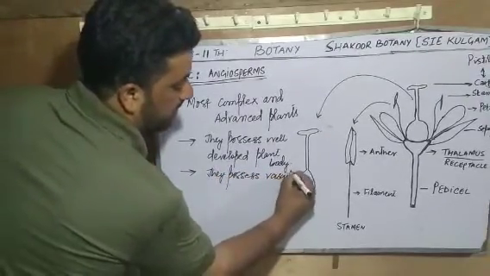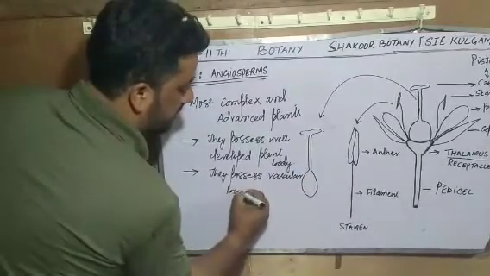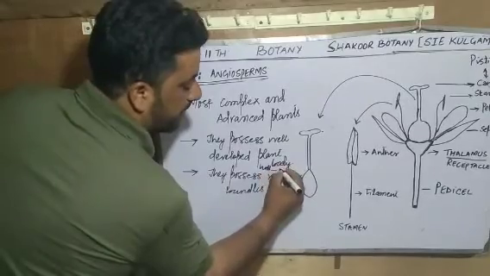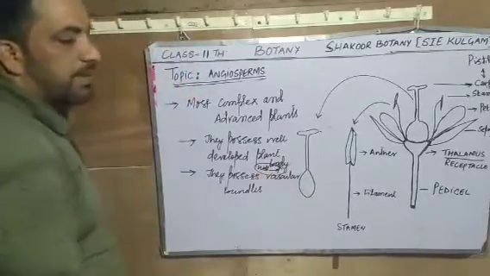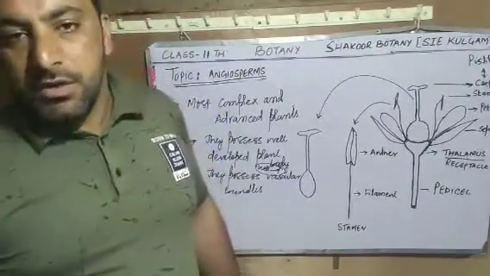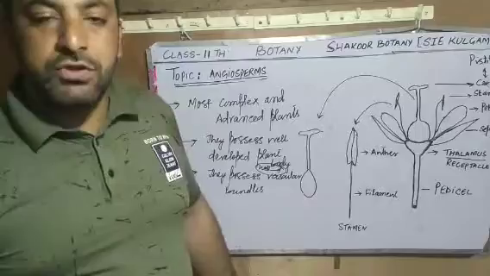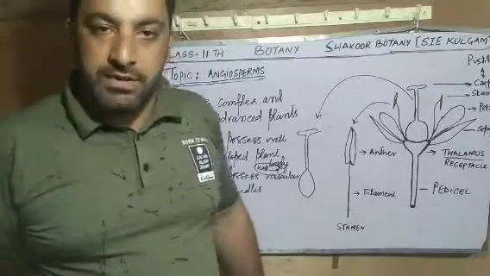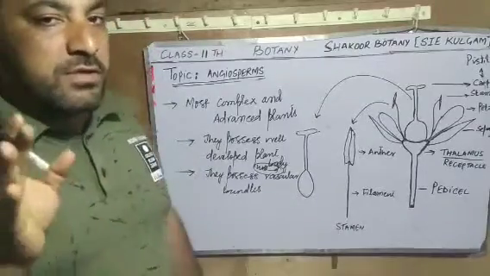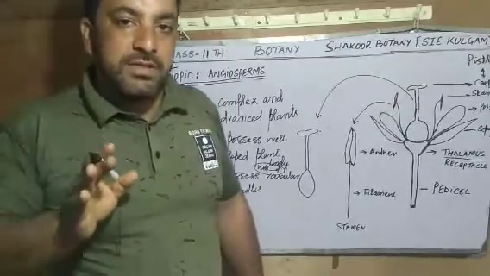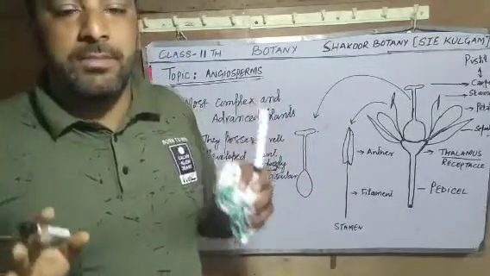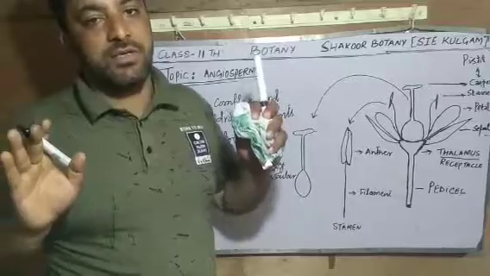Second thing is that they possess well developed vascular bundles. We have seen that we were having vascular bundles right from pteridophytes through gymnosperms, and now we are having vascular bundles, the xylem and phloem, in case of angiosperms also. But in angiosperms we are having the most advanced and well developed type of vascular bundles.